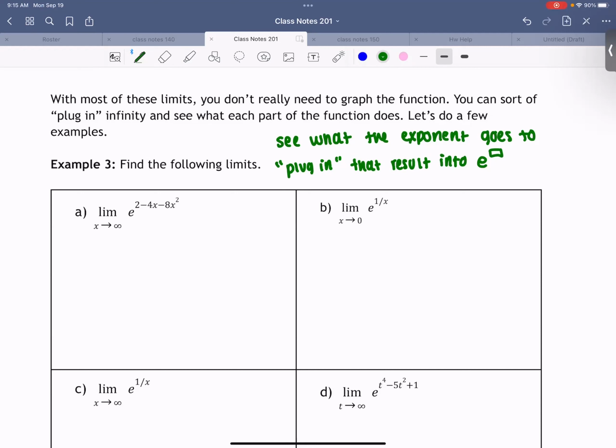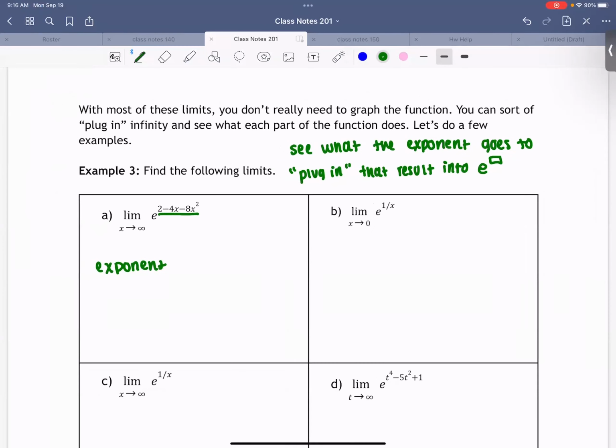Okay, so example number A, we have e to the 2 minus 4x minus 8x squared, and we want to see what happens as x approaches infinity. Before we take a look at e, let's see what the exponent goes to first. So my exponent is the 2 minus 4x minus 8x squared. As x goes to positive infinity, where is the exponent going to? What is this guy going to?